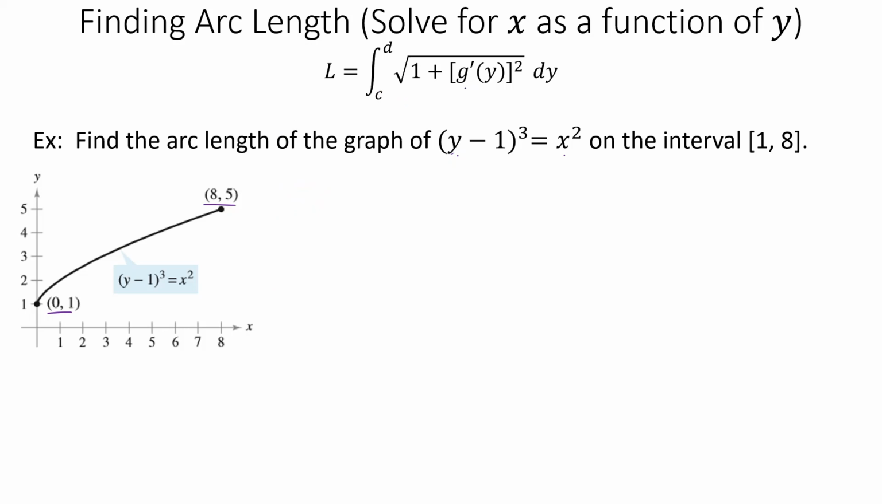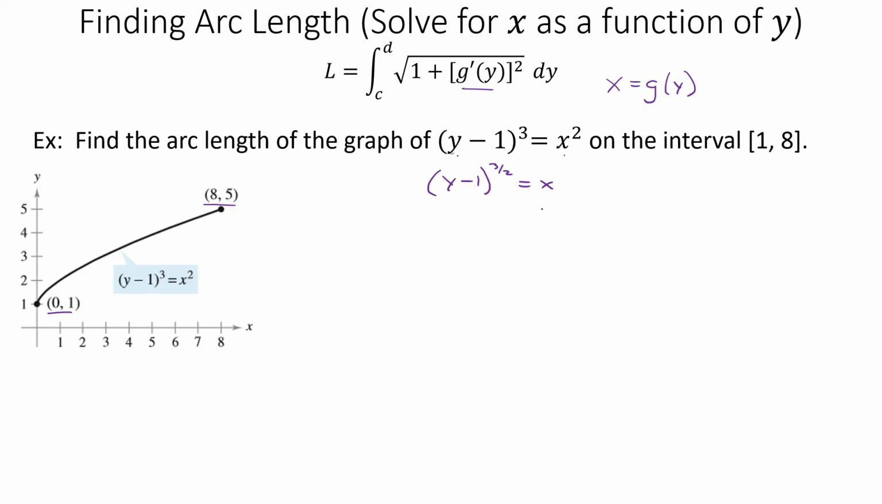If we're doing this with x equals a function of y, like x equals g of y, we need to solve this for x. So we just need to take the square root of both sides. So we'd get (y minus 1) to the 3/2 equals x. That's the easier one to solve for.